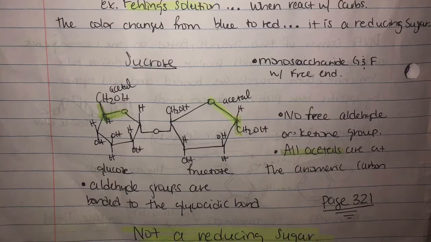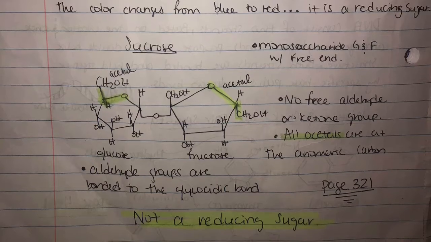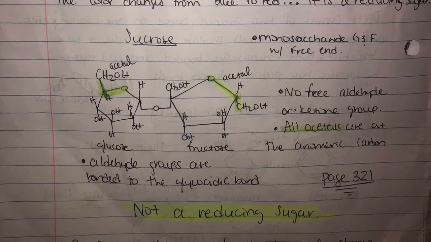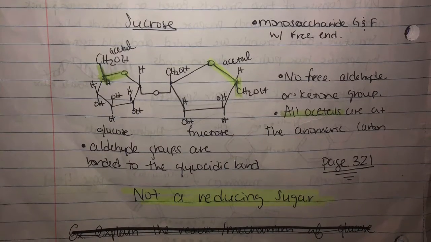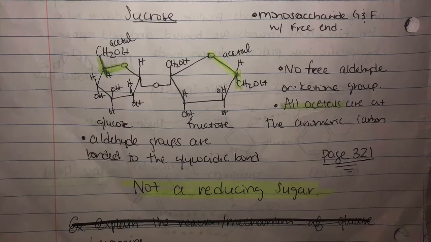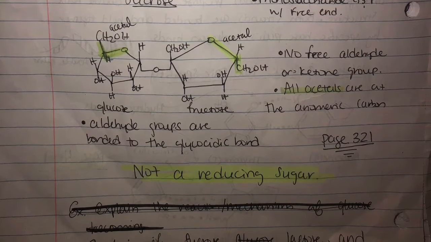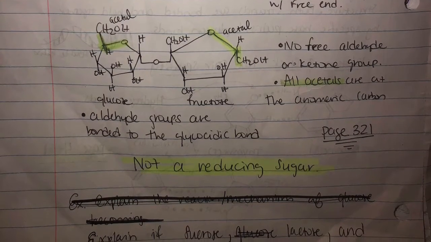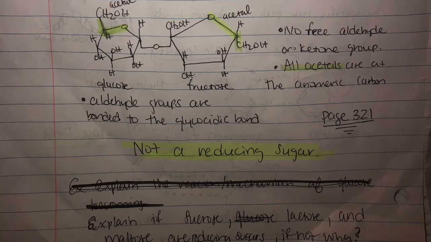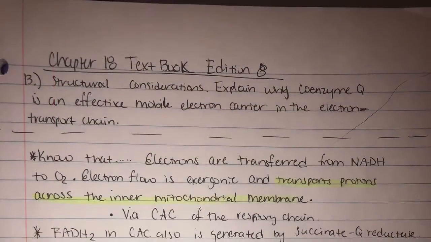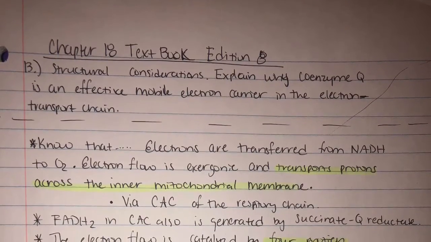And to be able to identify or explain this answer, you can visit page 321 of the Biochemistry book, Edition 8. Now, you may see a question, maybe not, in the exam saying, explain if sucrose, lactose, maltose are reducing sugars. If not, why? It's best to know how to explain the difference between those three and if they are reducing sugars or not.